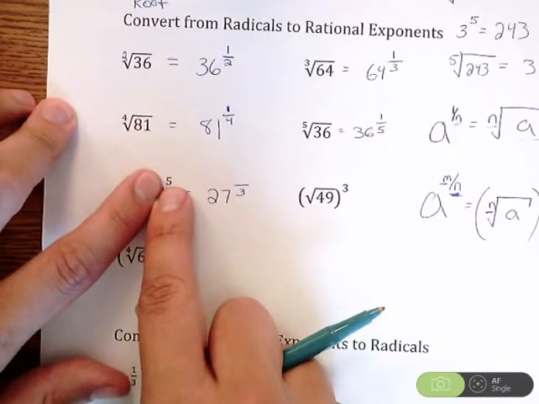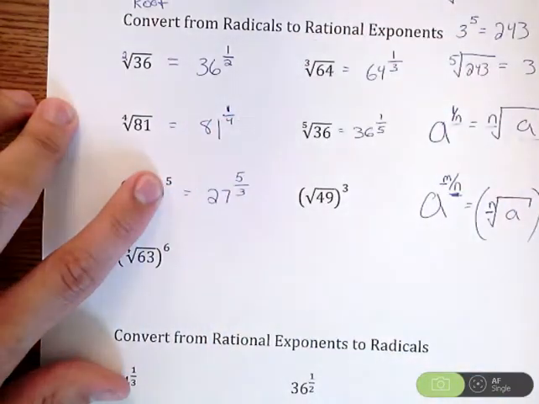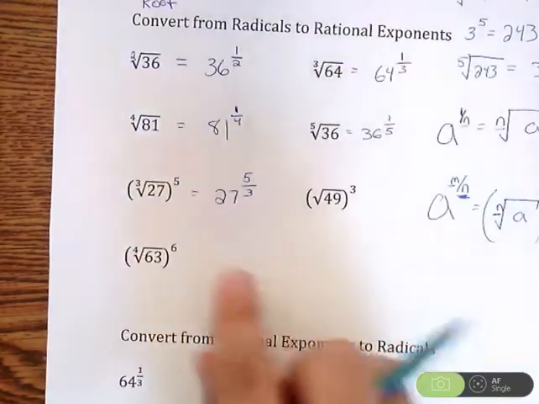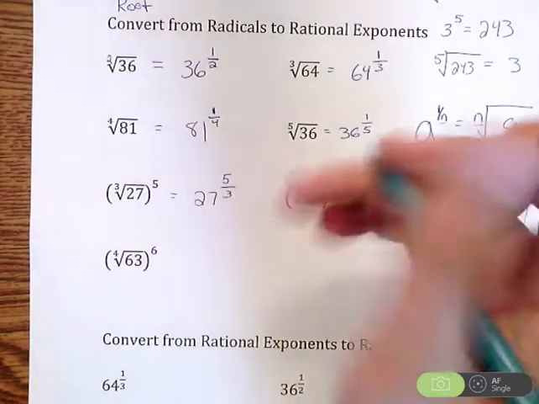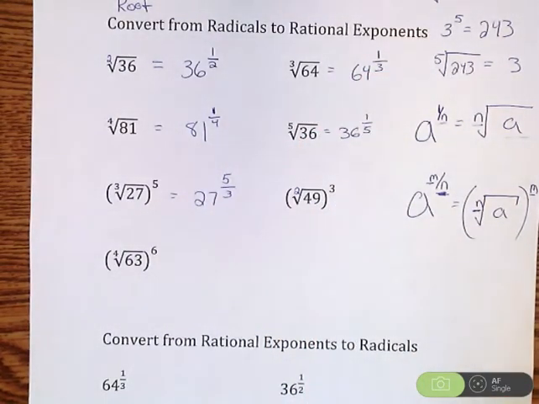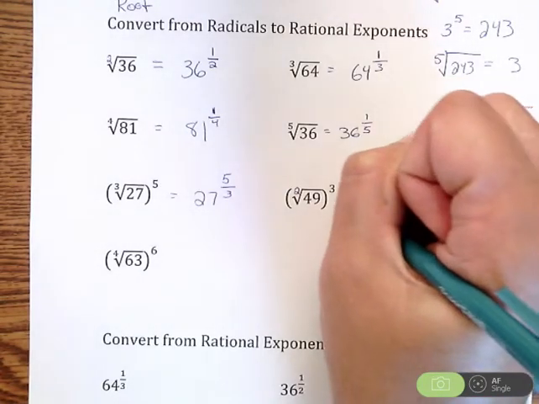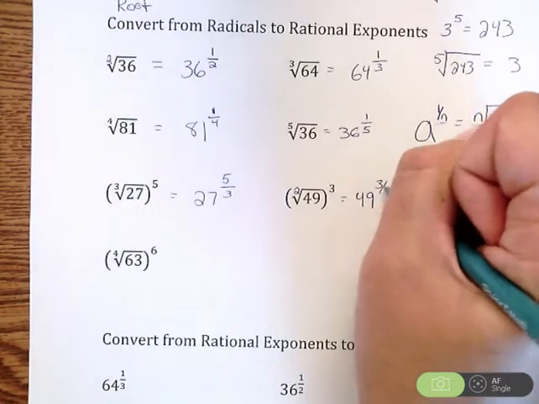So now we have this 5 that, what we're going to do with it is instead of putting a 1 in the numerator, at the top, we're going to put a 5. 27 to the 5/3 power. Here, again, we have the square root of 49. Again, that's like a 2 there. And the third power on the outside. So I'm going to have a base of 49 raised to the 3/2 power.